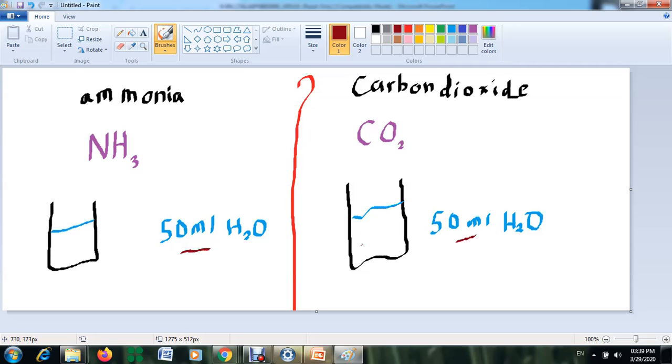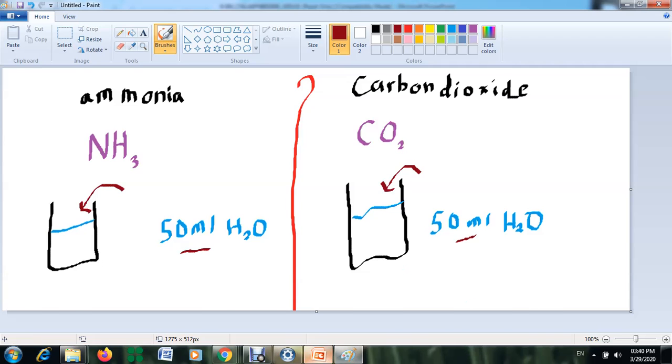But here the solubility of NH3, if you add NH3 to this water, you will find the amount of NH3 ammonia that dissolves in water will be more than the amount of carbon dioxide that dissolves in the same amount of water at the same temperature, which means different substances have different solubility. Also, some substances do not dissolve in water at all. For example, oil cannot dissolve in water. Wax cannot dissolve in water.